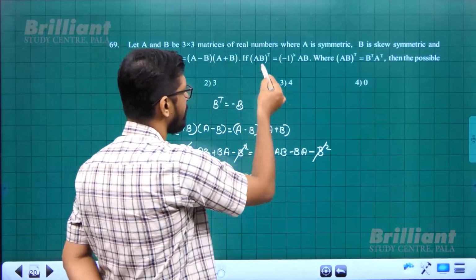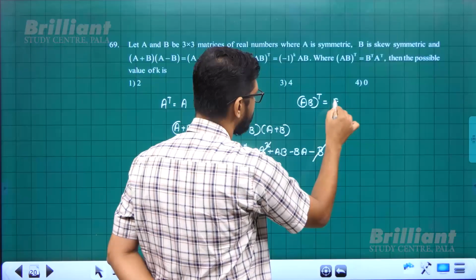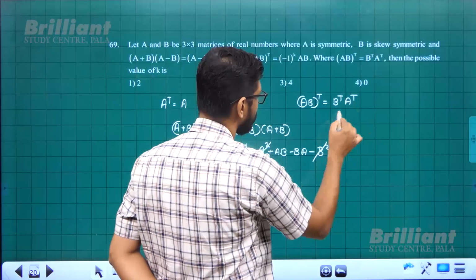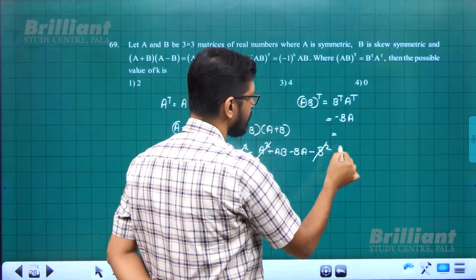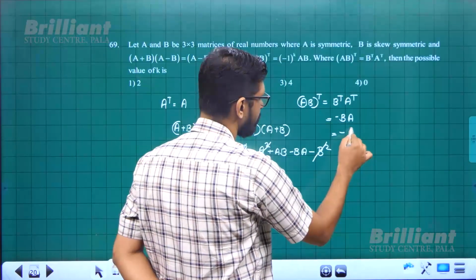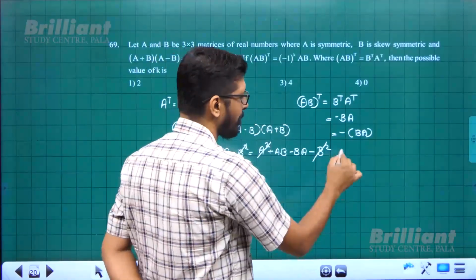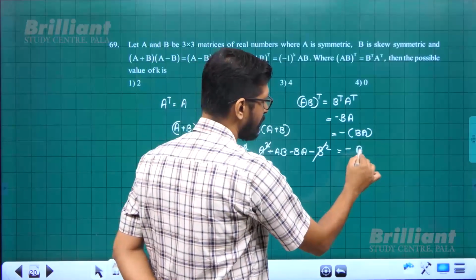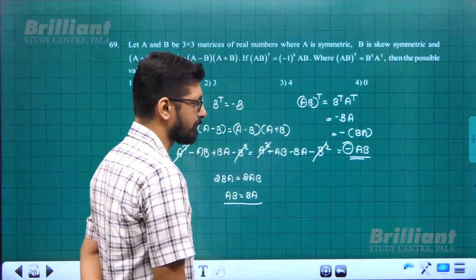ഇവിടെ തന്നിരിക്കുന്നത് (AB) transpose. പിള്ളേർ, (AB) the whole transpose എന്ന് പറയുന്നത് ആക്ച്വലി B transpose into A transpose ആണ്. B transpose എന്ന് പറയുന്നത് minus B ആണ്. A transpose എന്ന് പറയുന്നത് A ആണ്. ദാറ്റ് ഈസ് ഈക്വൽ ടു minus of BA എന്ന് കിട്ടും. BA എന്ന് പറയുന്നത് AB തന്നെയാണ്, minus of AB എന്ന് കിട്ടും. പിള്ളേർ, (AB) transpose എന്ന് പറയുന്നത് നെഗറ്റീവ് ഓഫ് AB ആണ് നമുക്ക് കിട്ടേണ്ടത്.